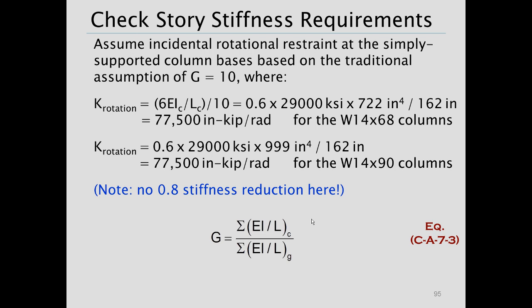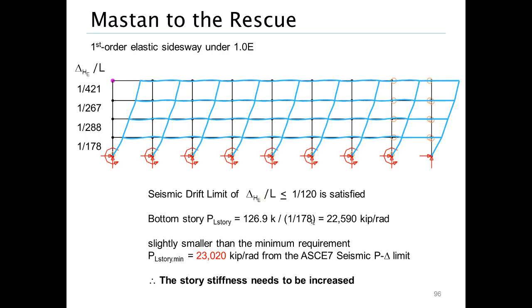So the simplest thing here, once we have preliminary design sections, is to get into Mastan in a hurry and do a calculation to see what we get for our different loadings. If we look at our seismic drift under 1.0 of our earthquake load, we're well within the 1 over 120 that we talked about earlier, so we're good there.